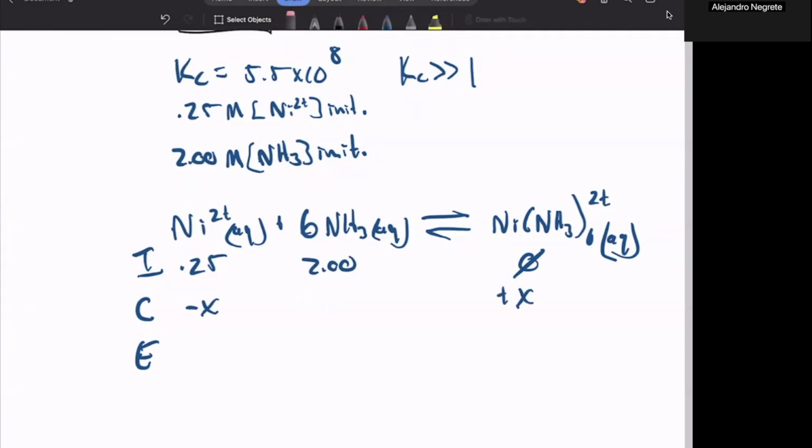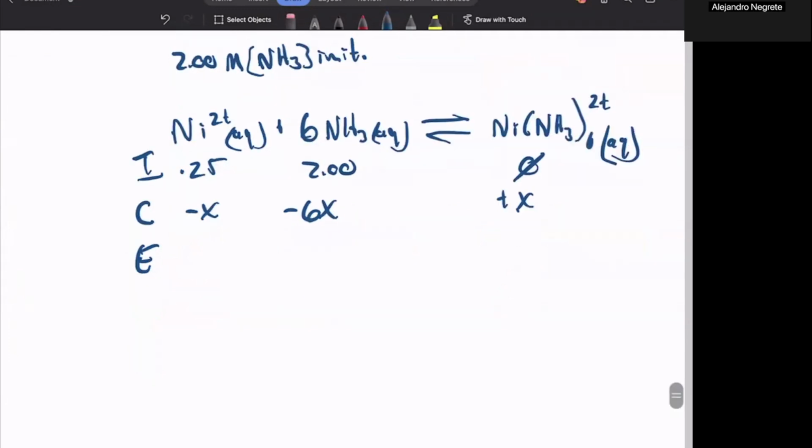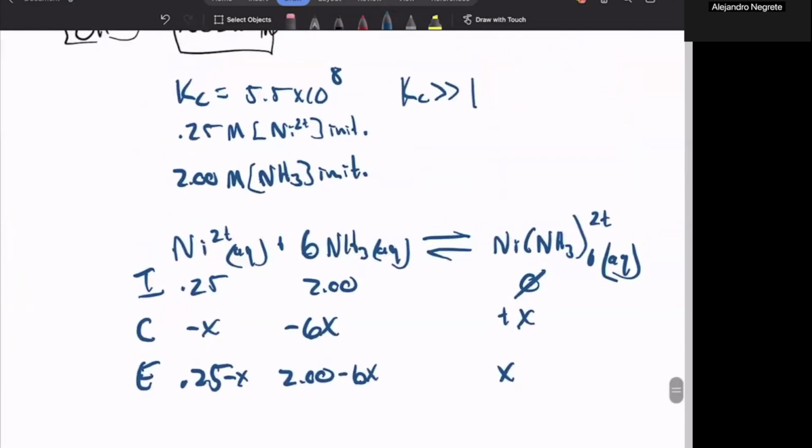Let's back up here. Minus 6x. Then we're going to have 0.25 minus x, 2.00 minus 6x. And this is just x. So we know what K sub C is. K sub C is 5.5 times 10 to the 8th.